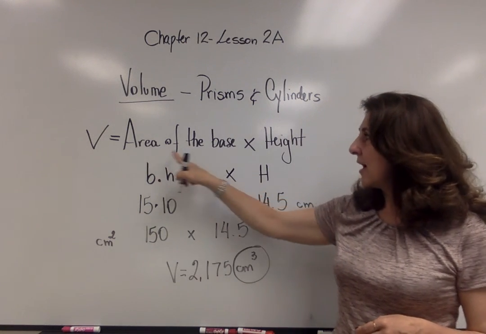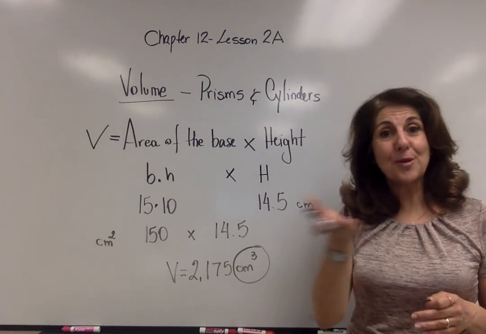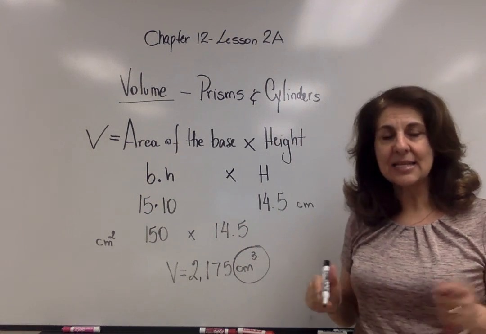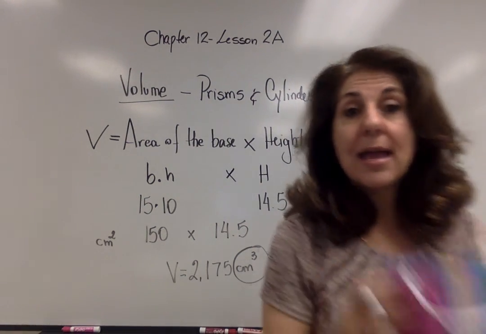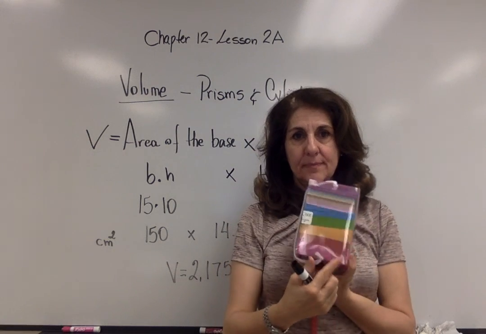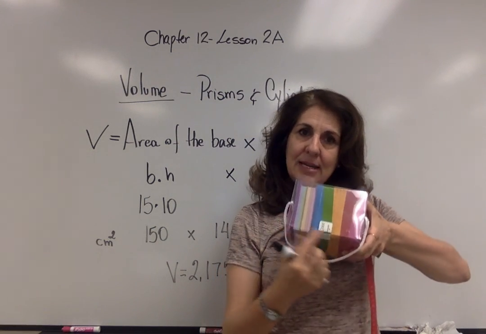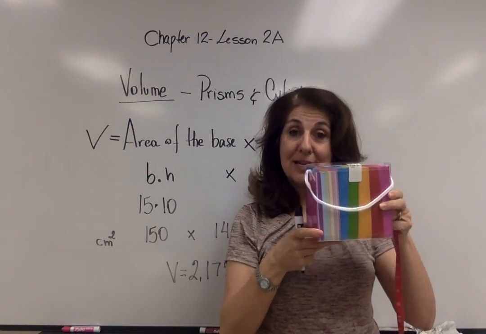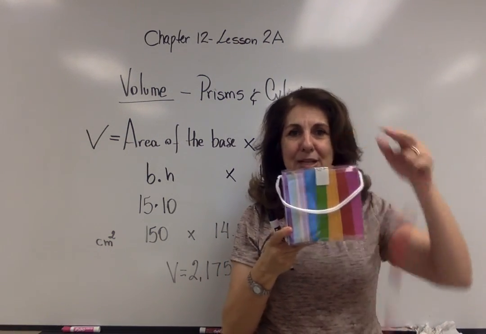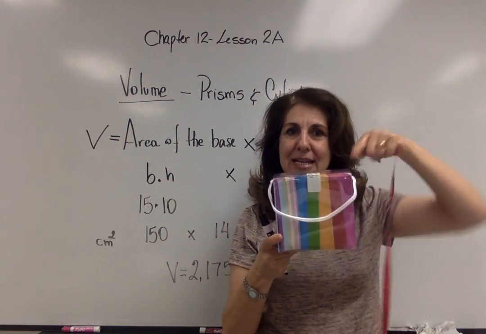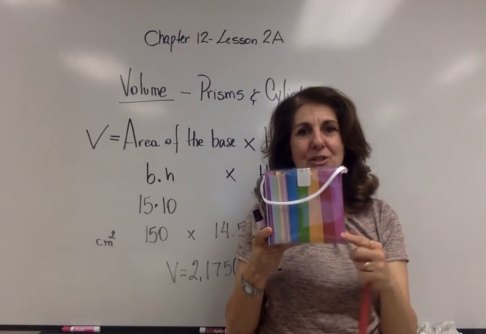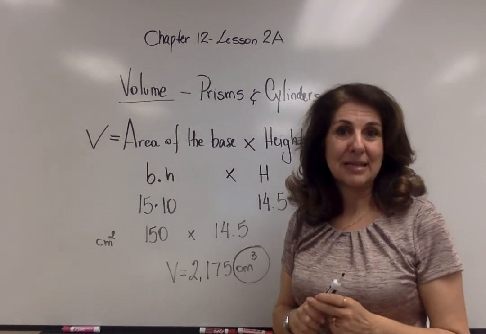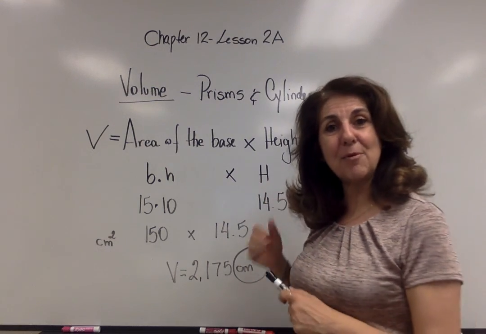So area of the base. I have to know the base of my shape, and I multiply that by the height of my figure. So area of the base times height, right here. And then I multiply it by the height of my shape. Base times height, and I multiply by the three-dimensional measurement, which gives me the height of my prism. So this is the first example I'm giving you.